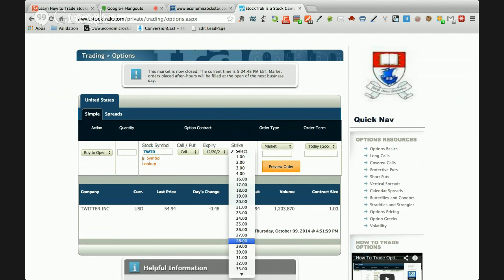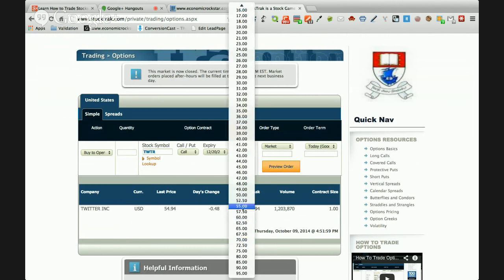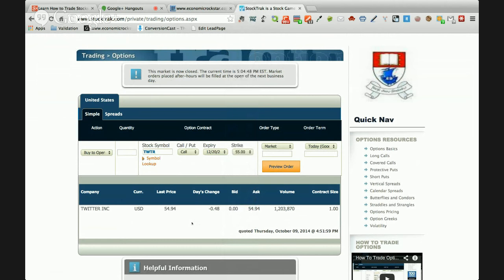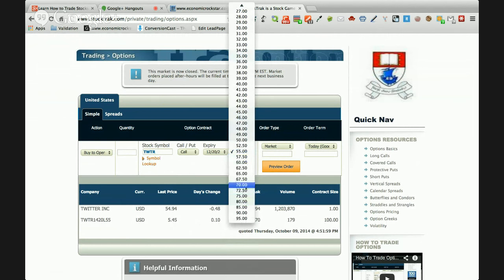And I'll just show you the 55 firstly before I do that. So the $55 strike is $5.45, but consider putting on a $75 strike. Someone who's buying a call option, who in their right mind would like to buy Twitter at 75? But these strike prices are available because it allows you to get into the markets at a very cheap price.